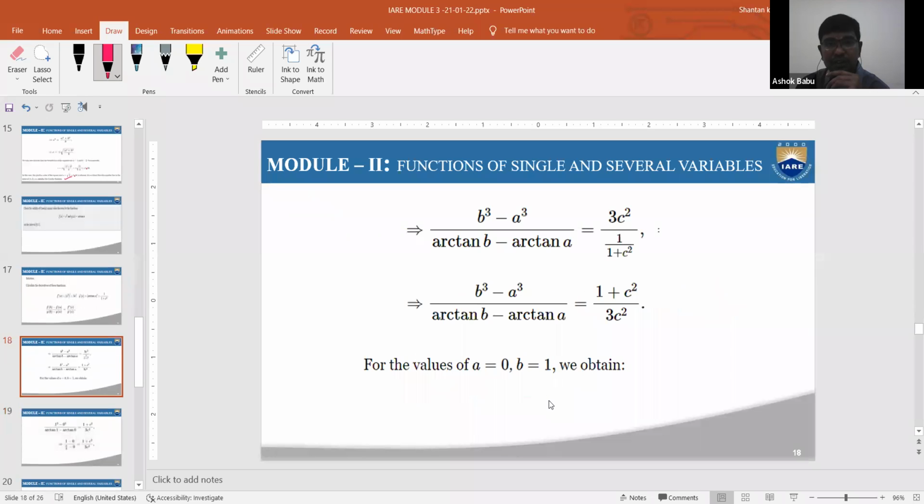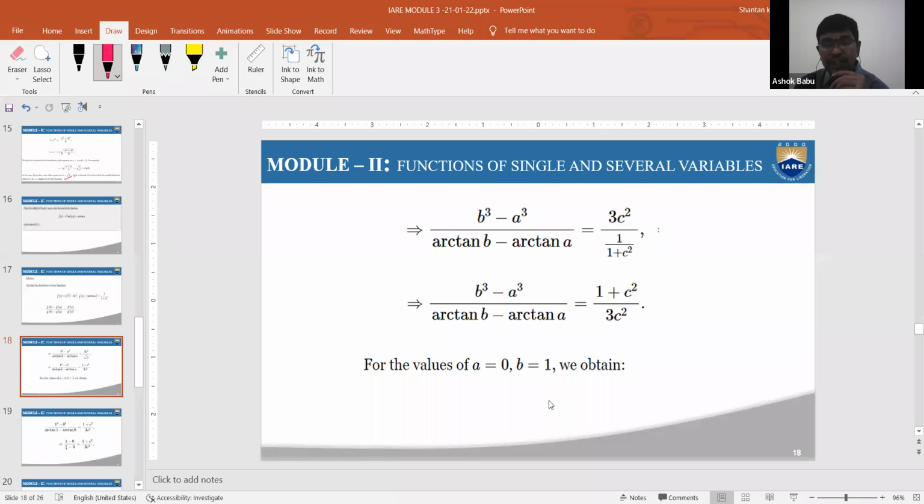Based upon this, you need to observe f of b minus f of a, that means b cube minus a cube, by g of b minus g of a, that means arctan b minus arctan a, is equal to f dash of c, that means 3c square, by g dash of c, which is 1 by 1 plus c square. Now simplify: the LHS has no change, and the right side is 1 plus c square by 3c square. The limits are given as 0 comma 1, so a is equal to 0 and b is equal to 1.